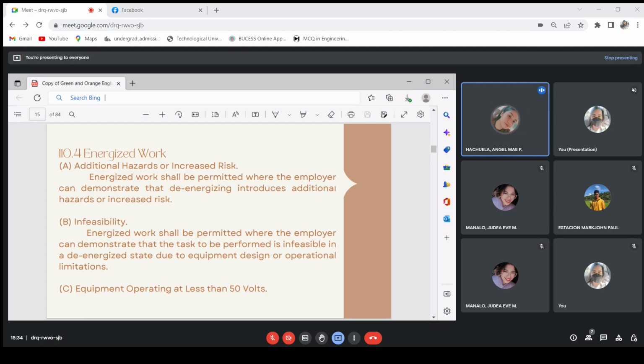Letter C is equipment operating at less than 50 volts. So, lahat ng energized electrical conductors and circuit parts na nag-ooperate at less than 50 volts ay hindi required na i-de-energize where the capacity of the source and any overcurrent protection between the energy source and the worker are considered, and it's determined that there will be no increased exposure to electrical burns or to explosion due to electrical arcs.